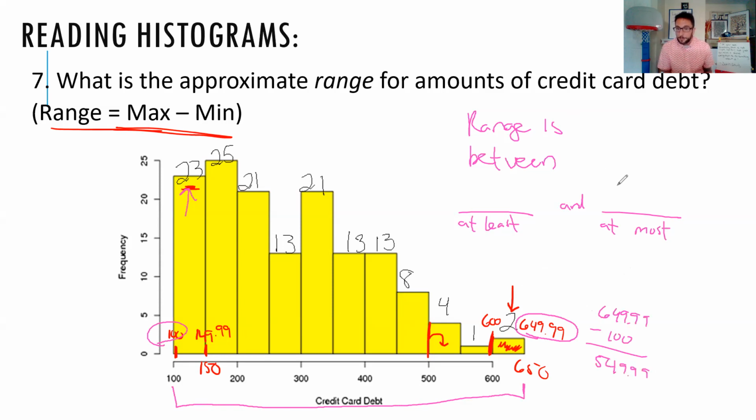So the biggest possible range is $549.99. And if you said roughly 550, that would be fine, right? The biggest possible range is 650 minus 100 roughly, right? It can't actually be 650 we talked about, but whatever, that's what this roughly is. So the biggest possible range in pink, the widest possible range is 650. But that doesn't have to be the range because we don't know those exact data values.